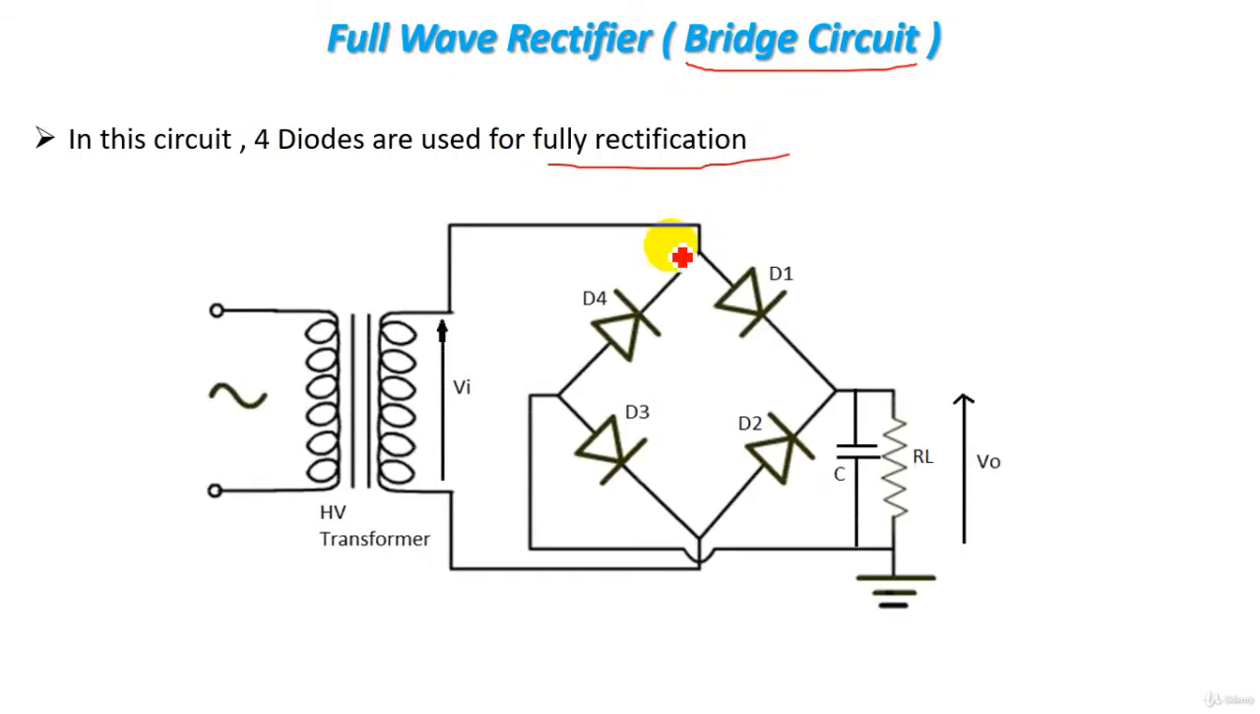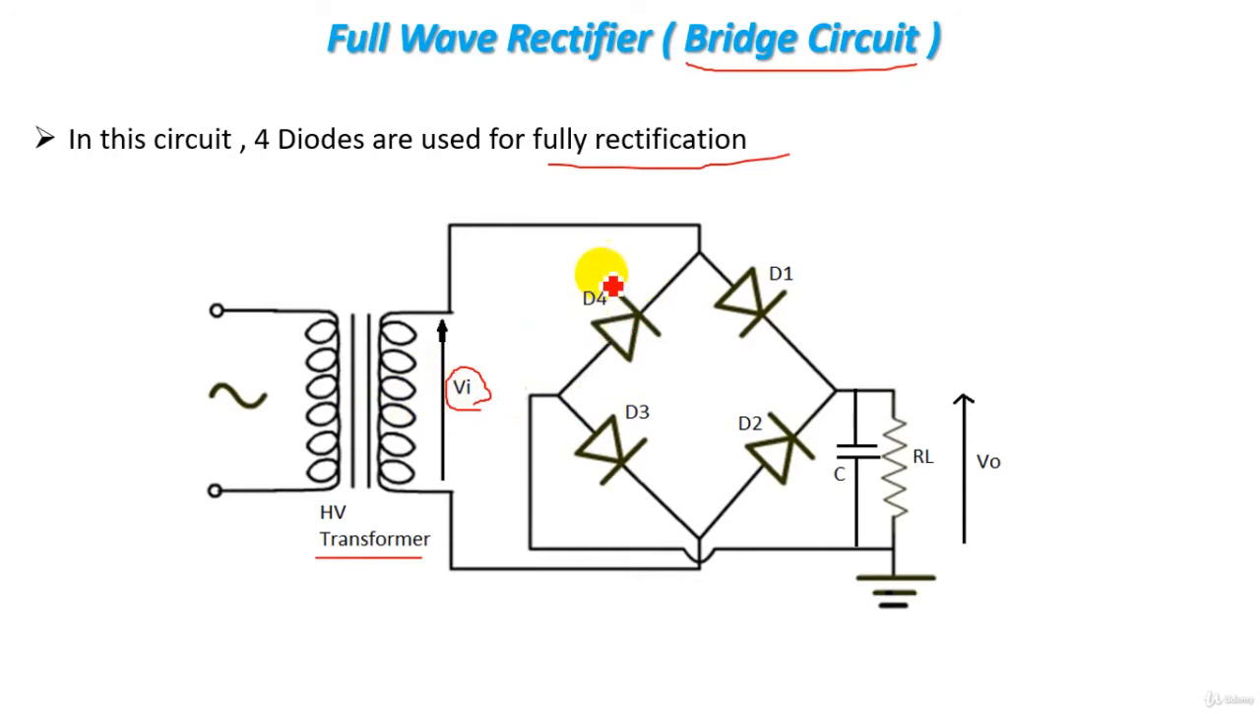So, this is the equivalent circuit of our full wave rectifier bridge circuit. First of all, we have a high voltage transformer here to produce high voltage AC. So V input here is the input voltage to our rectification circuit. V input here is also the voltage of the secondary of our high voltage transformer.